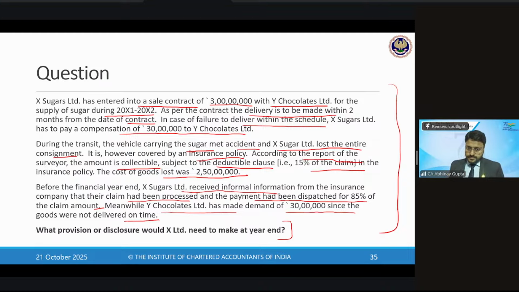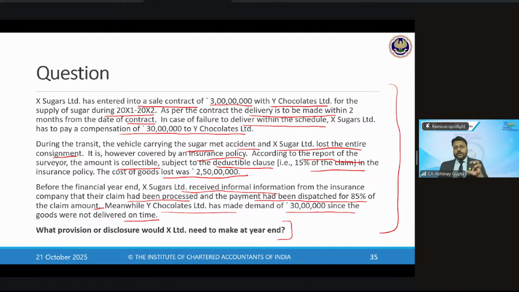And if the delivery is not made within 2 months, then the company has to pay 30 lakh rupees as compensation. So the past event is what? The past event is not being able to meet the delivery schedule, right? That is the past event. The reason could be any. Whether the company was not able to manufacture, or was not able to dispatch, or the company's truck was lost in transit. The past event is that delivery was not made as agreed.